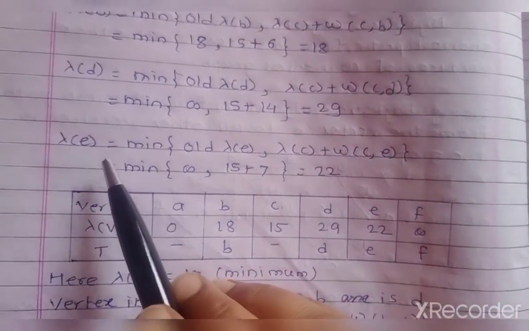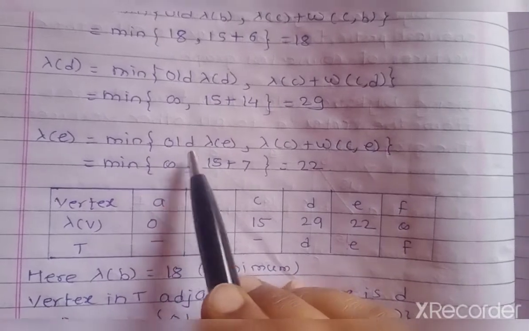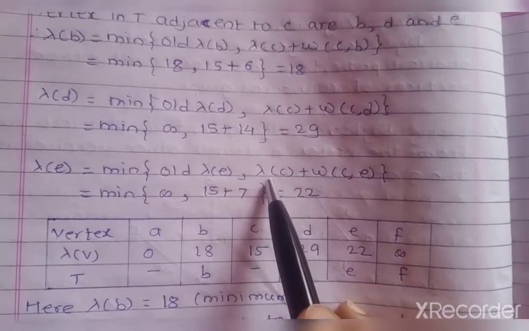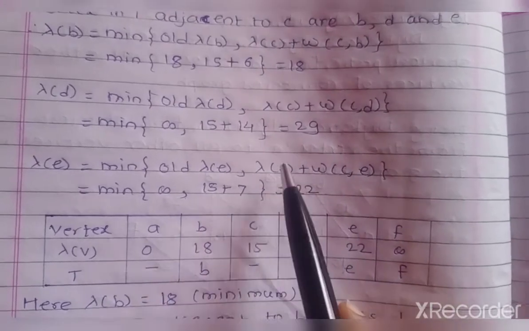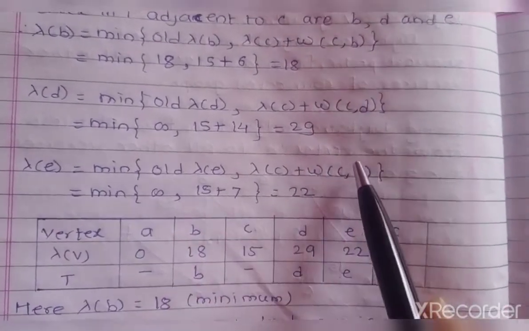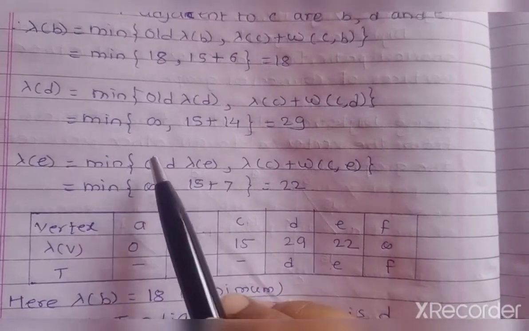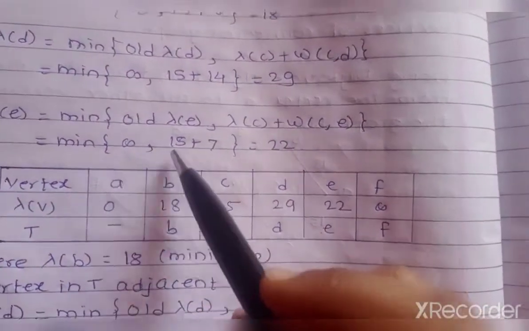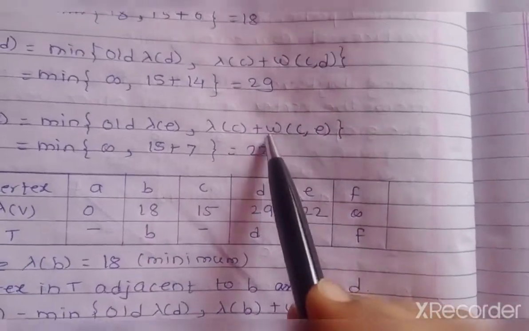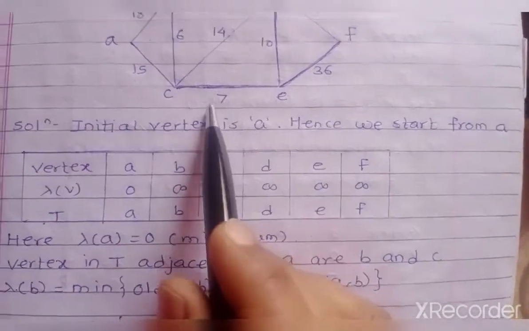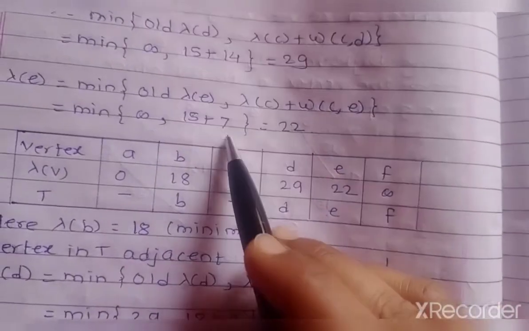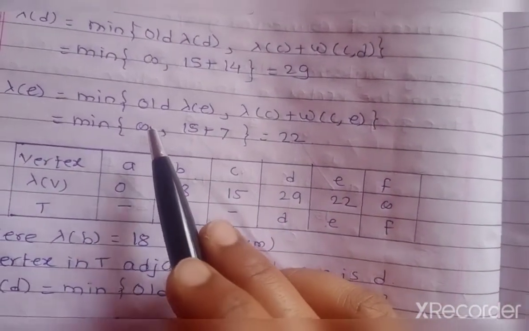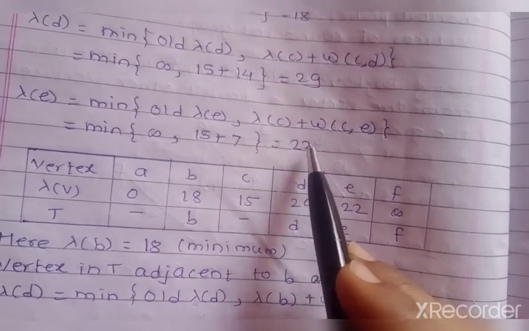Next we find out lambda of E, which is equal to minimum of old lambda of E, comma, again it is the adjacent of C, so lambda of C plus weight of C to E. We write down that formula and put the values. See the previous table: lambda of E is infinity, lambda of C is 15, and weight of C to E is 7. 15 plus 7 is 22, and among infinity and 22 the minimum is 22. So we write down here 22.